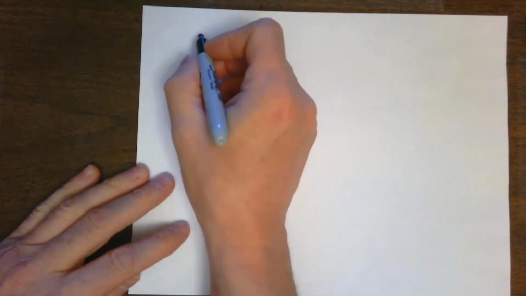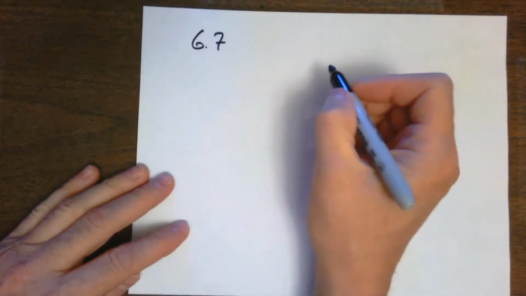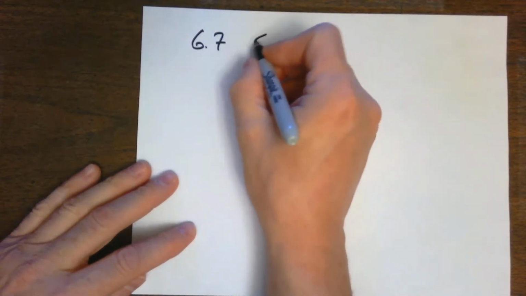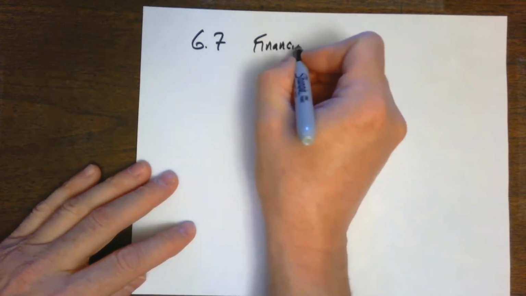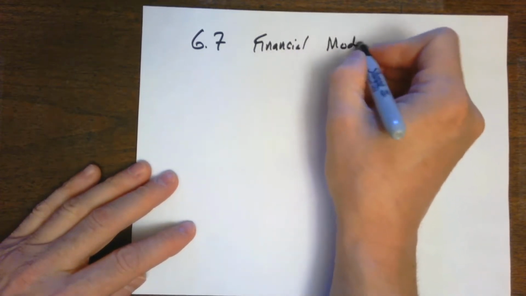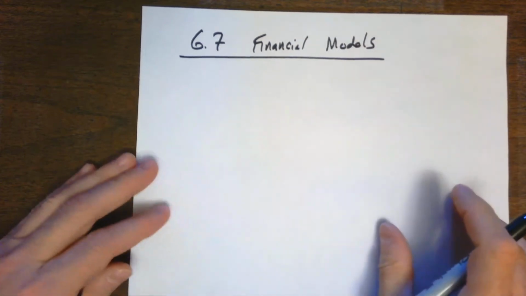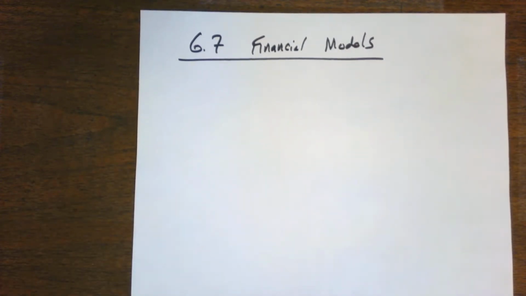Whereas we continue looking into Chapter 6, yesterday's lesson, 6.6, that was a key lesson that kind of put everything together. The last three sections are mostly applications. 6.7, we're going to look at financial models. Have your calculators ready. We're definitely going to need those today.